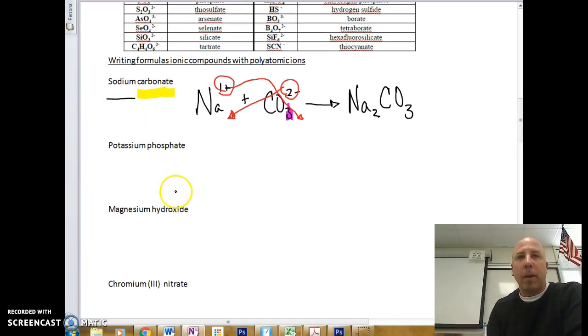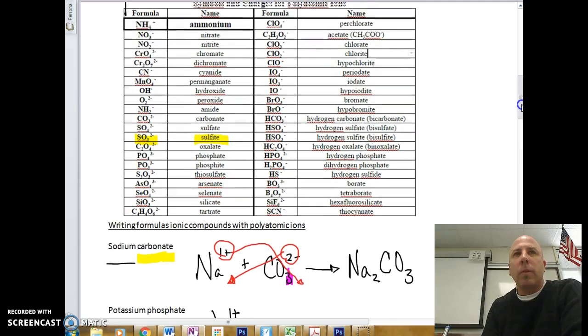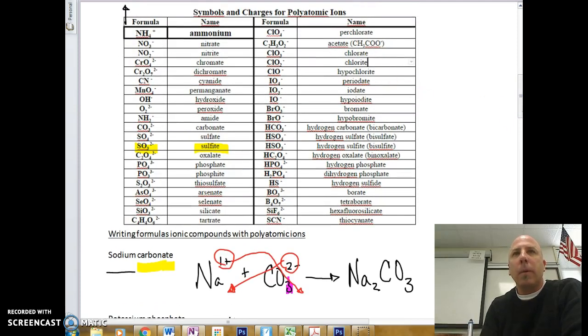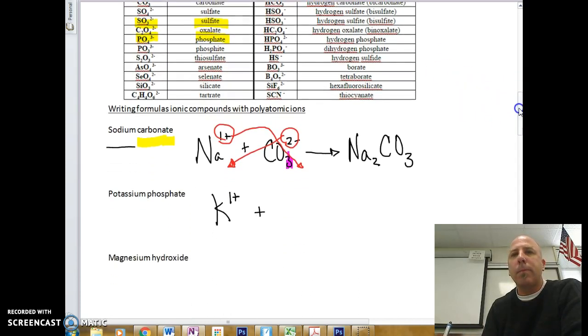We have potassium phosphate. If you think you're up for the challenge, go ahead and pause the video and try it yourself, and then we'll come back and show you what we did. Okay, so potassium is a 1+ charge in the alkali metal groups. We've got to go up and find our phosphate. Let's see if we can find a phosphate up here. Phosphate is right here. Phosphate is PO4 3-.